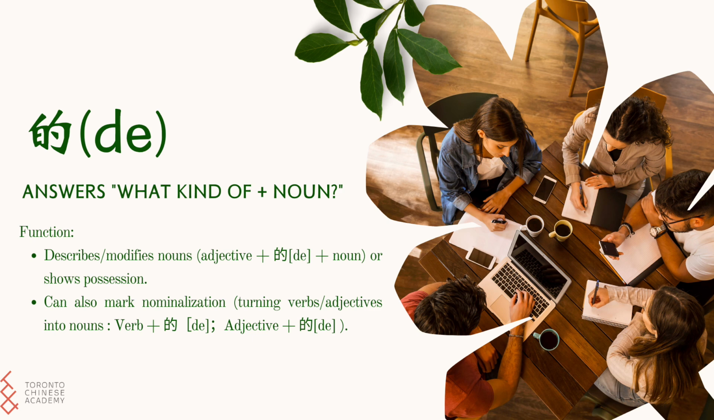The first de answers what kind of noun. Its function is to describe or modify nouns. For example, you would have an adjective plus de plus noun. Or sometimes it serves to show possession. This particle can also be used to mark nominalization. For example, turning verbs or adjectives into nouns. So you would have a verb plus de, or an adjective plus de.